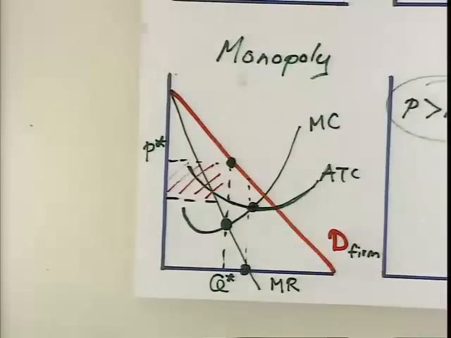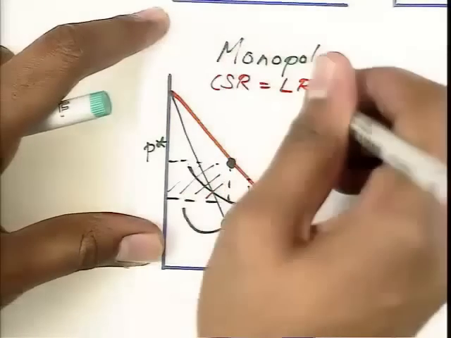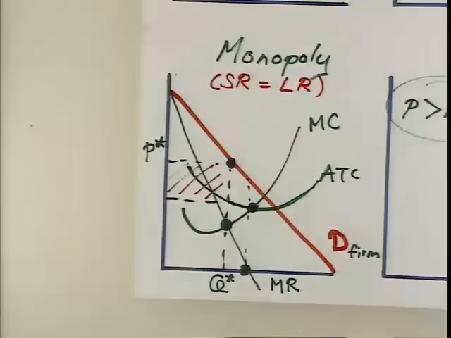If you have economic profits and you're a monopoly, you can keep them in the short run, you can keep them in the long run, if you're making profits. If you're making losses, you would leave in the long run. If you're making profits, no one can enter the market, you can keep those profits in the long run as well.